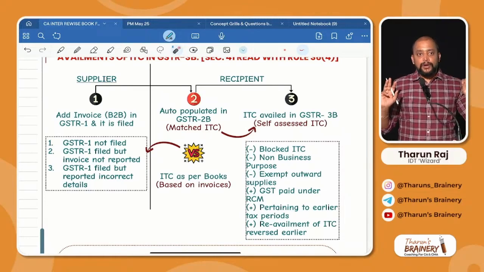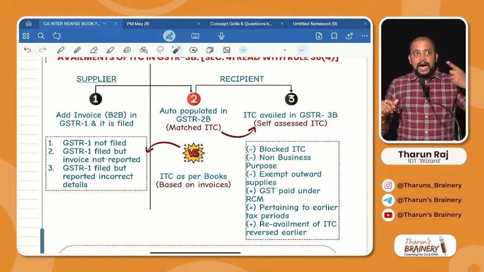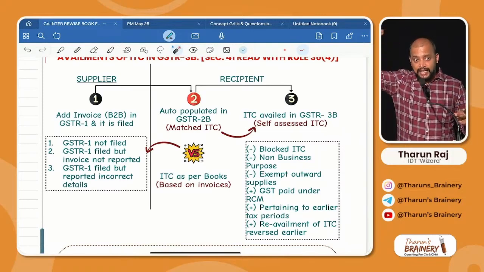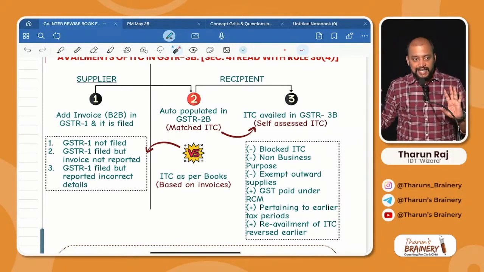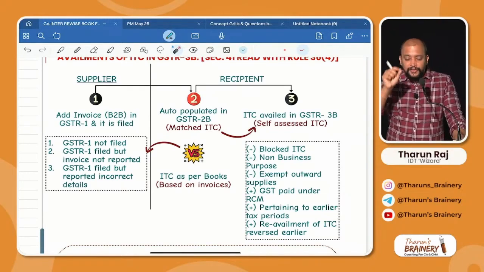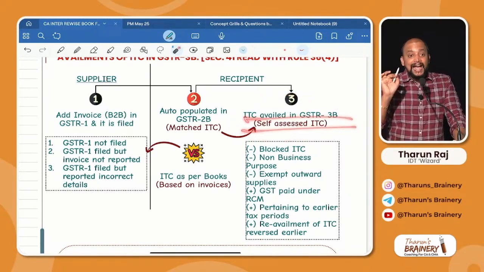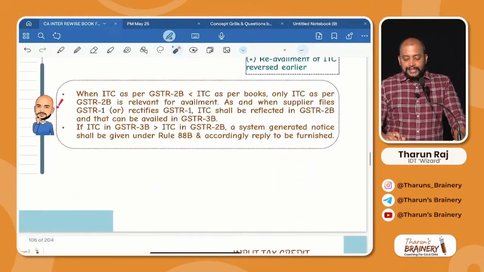Three minus: blocked ITC, inward supply for non-business, inward supply for exempted. Three plus: RCM, pertaining to earlier month, reavailment of ITC reversed earlier. Be careful, in the exam they will give a lot of transactions. You need to cautiously read, analyze it, and then only take the ITC in GSTR 3B. This is only called ITC availed. Okay. Next, you can see this.